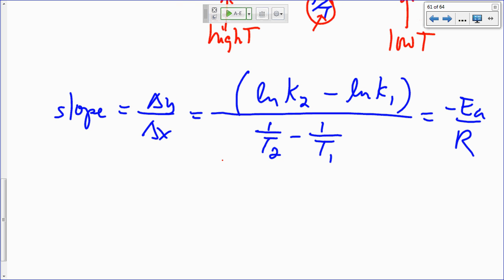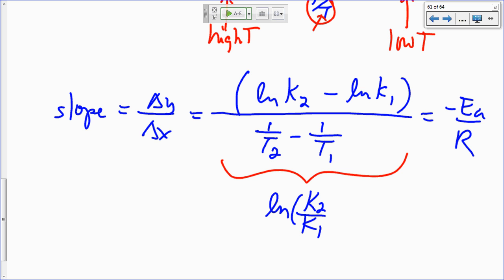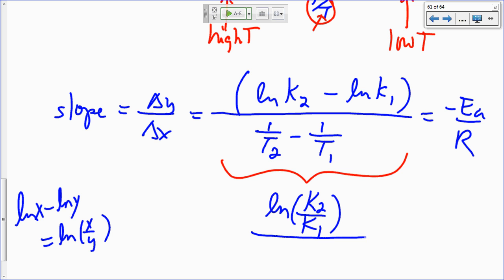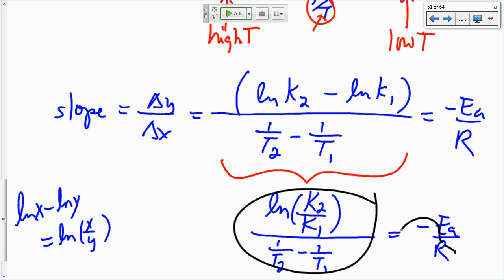From your experiment, you can calculate this. But what is ln of K2 minus ln of K1? That's another way we can write this. This is ln of K2 over K1. Remember? ln of x minus ln of y is ln of x over y. So divide that by 1 over T2 minus 1 over T1. That will give you negative E sub A over R. So whatever this is, that's my slope. You just multiply that by negative R. That will give you your energy of activation.